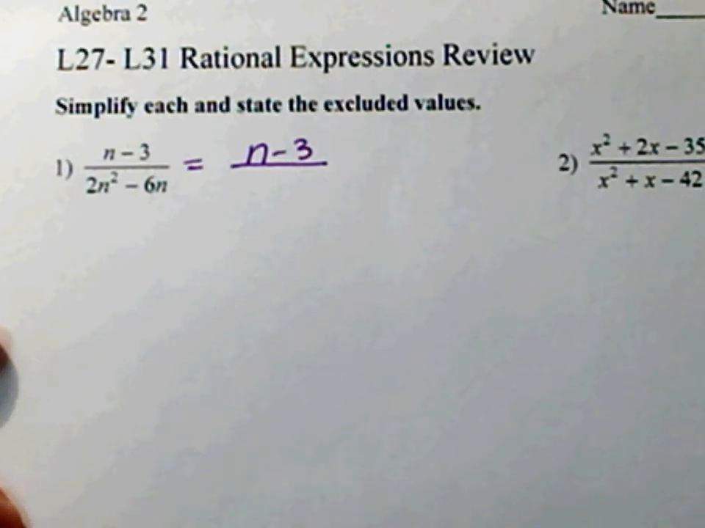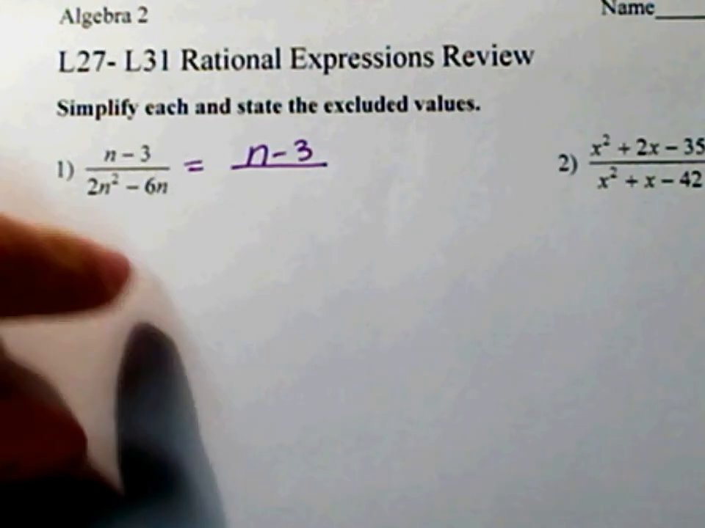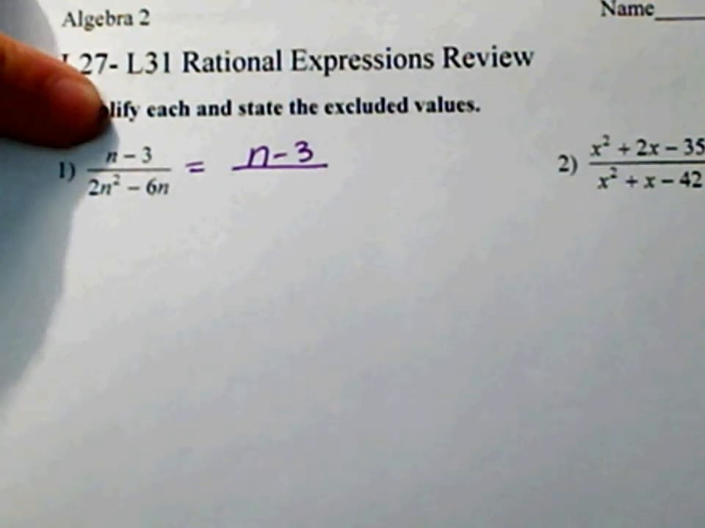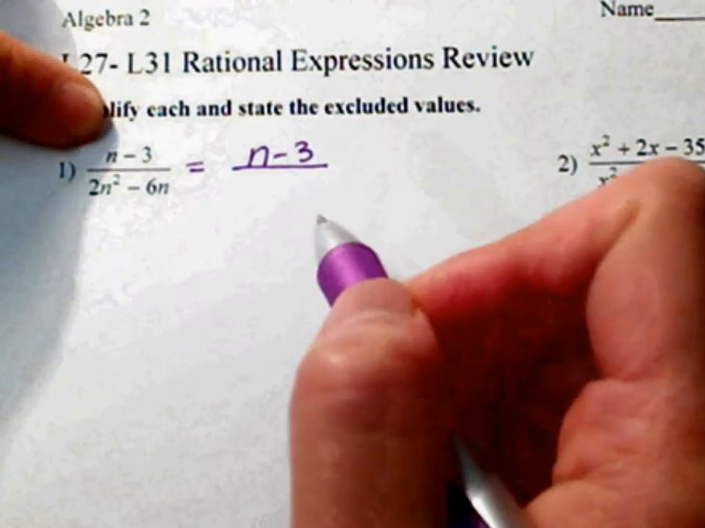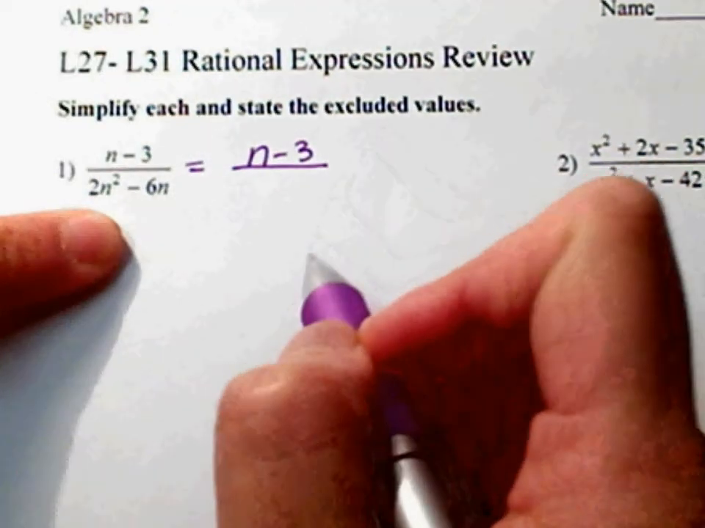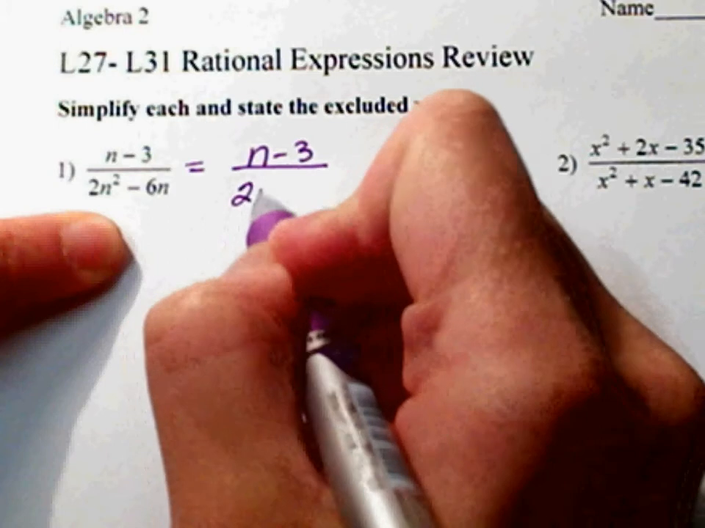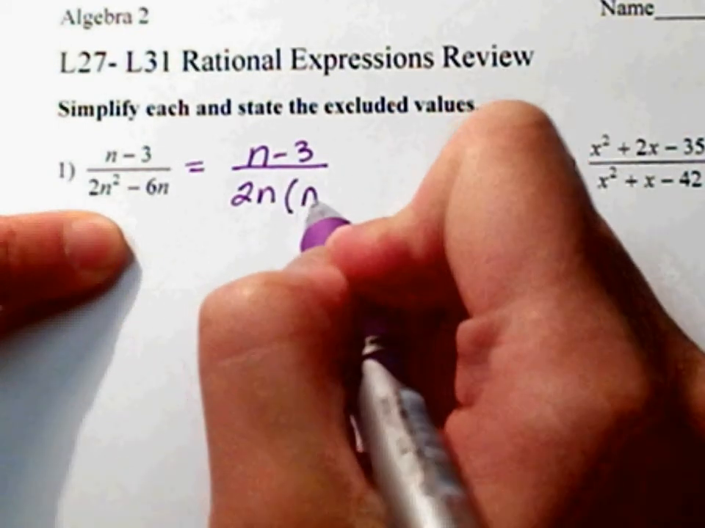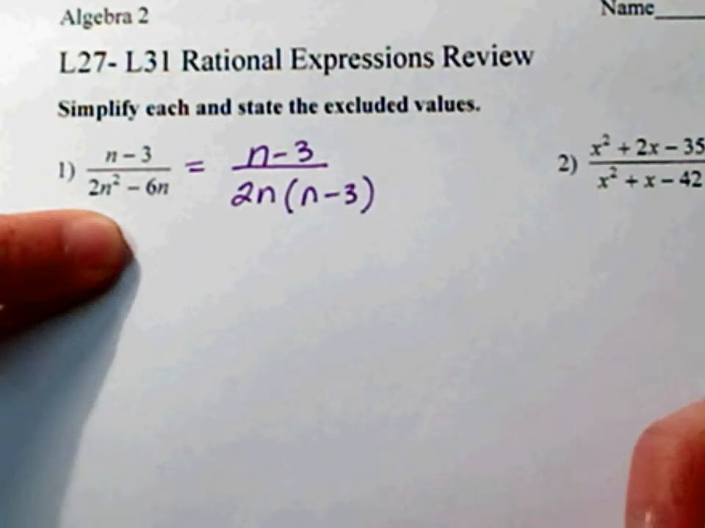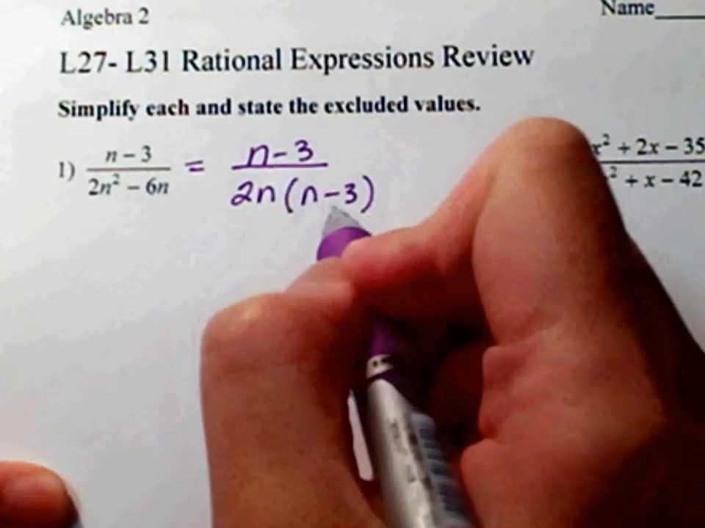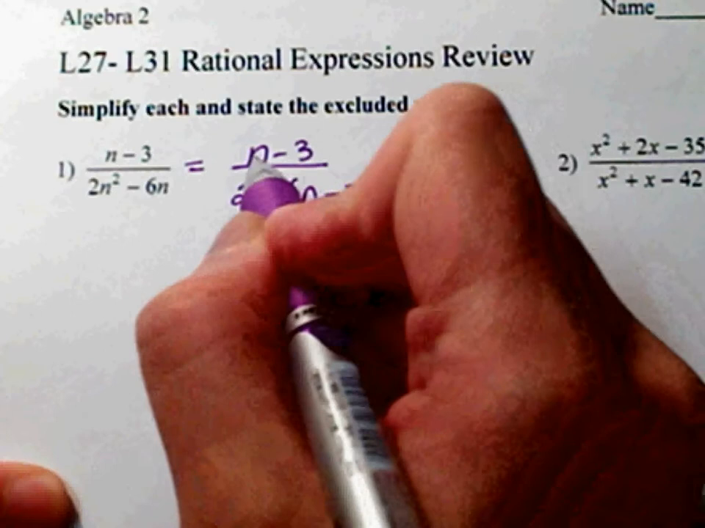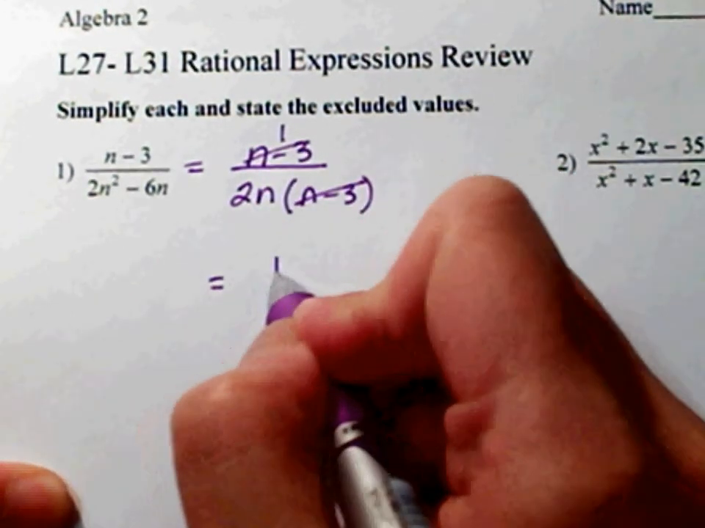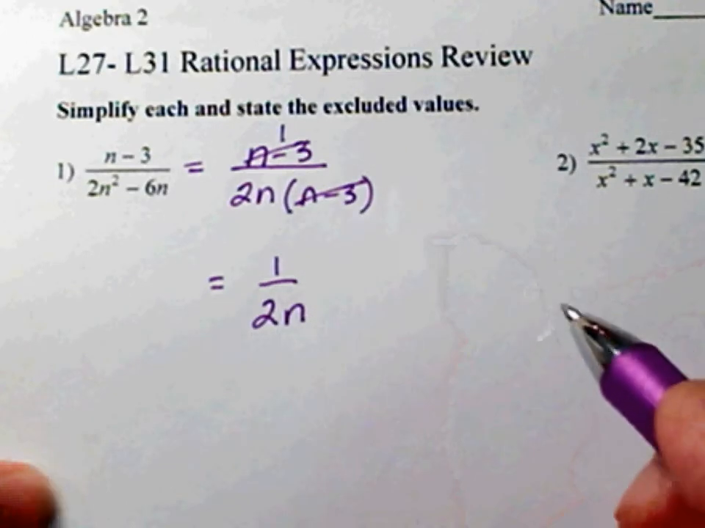Number 1, we are simplifying each statement. Take a look. Notice you have n minus 3 already. It's already factored, n's to the first power. Look at your denominator. What do they have in common? 2n. So factor out 2n. When you factor out 2n, you have n minus 3. See what they can cancel out. Notice you have n minus 3. They cancel to give you 1. Your final answer is 1 over 2n.